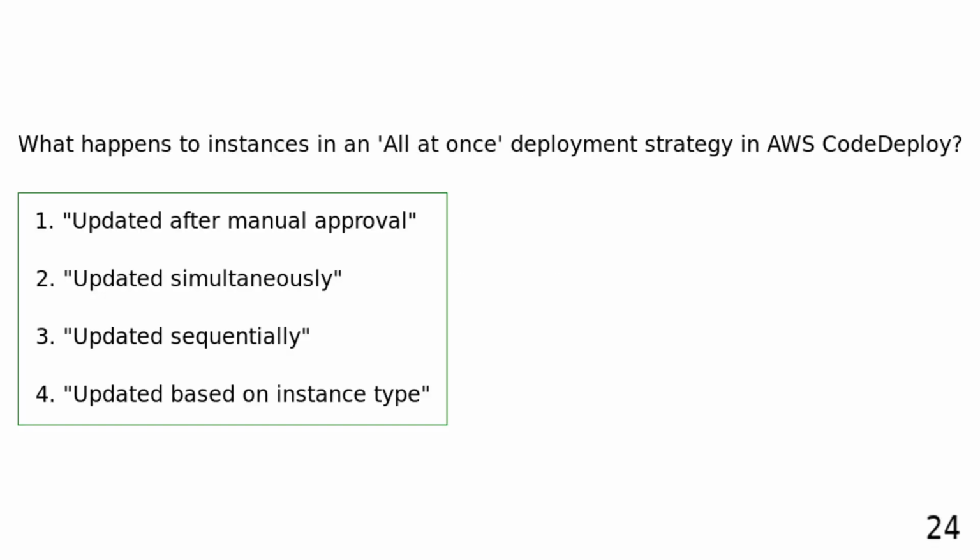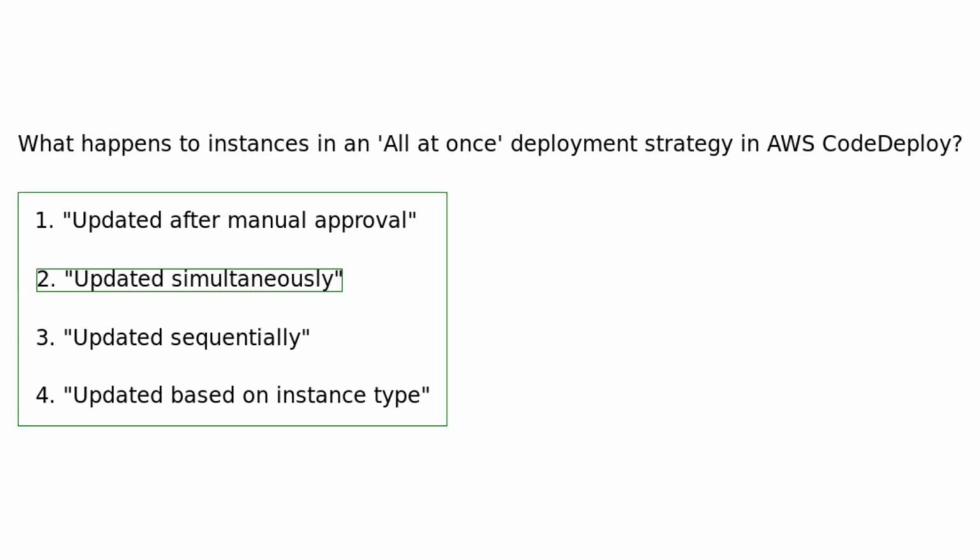What happens to instances in an all-at-once deployment strategy in AWS CodeDeploy? Updated after manual approval. Updated simultaneously. Updated sequentially. Updated based on instance type. In an all-at-once deployment strategy, instances are updated simultaneously.